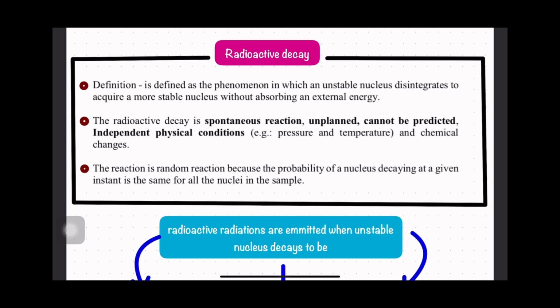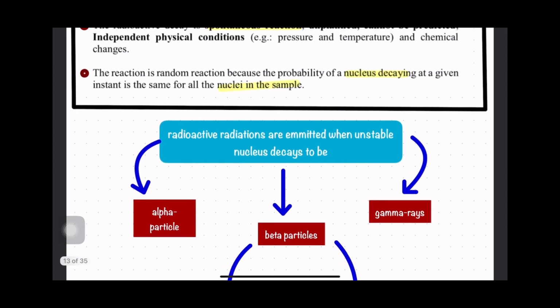So the definition is defined as the phenomenon in which an unstable nucleus disintegrates to acquire a more stable nucleus without absorbing external energy. So radioactive decay is a spontaneous reaction, unplanned, cannot be predicted, independent of physical condition and chemical change. The reaction is random because the probability of the nucleus decaying at a given instant is the same for all the nuclei in the sample.